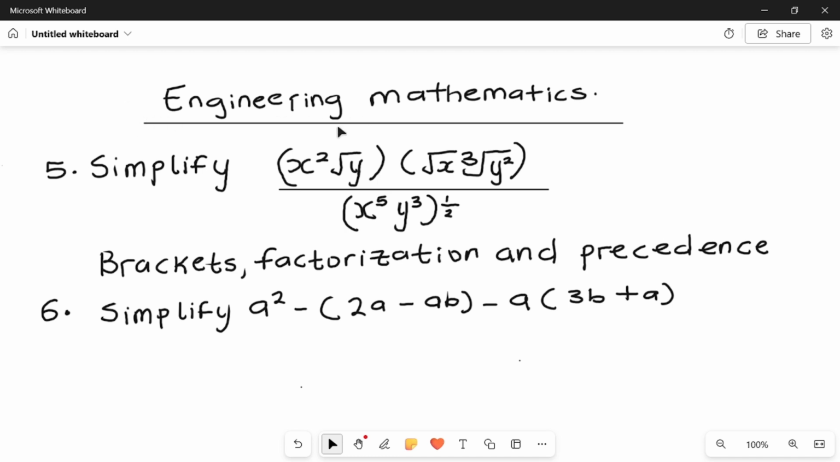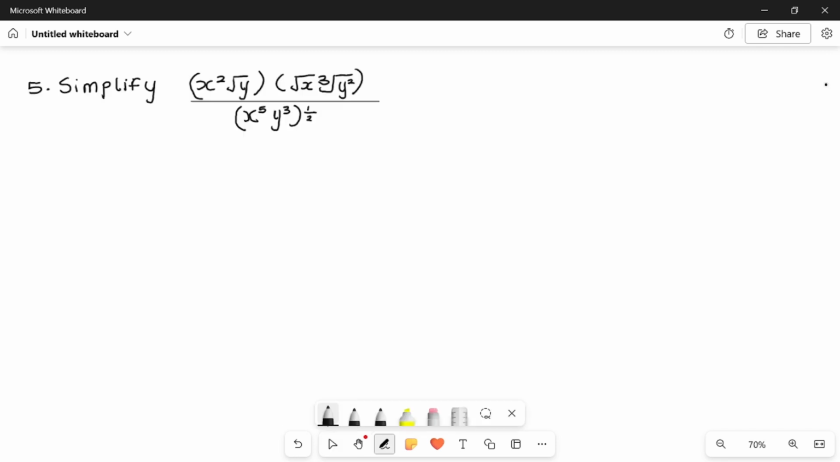Still on engineering maths, the fifth example will be: simplify x squared root y times root x cube root of y squared, all over x raised to power 5 y raised to power 3, all raised to power 1 over 2. So this is our first example we'll be working on. Alright, let's go, we are given this question here.